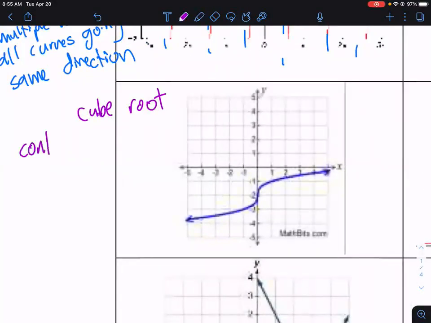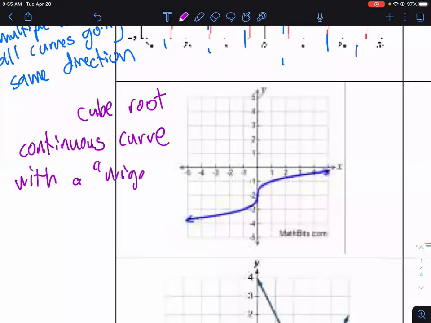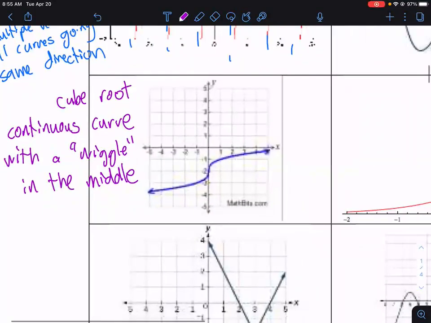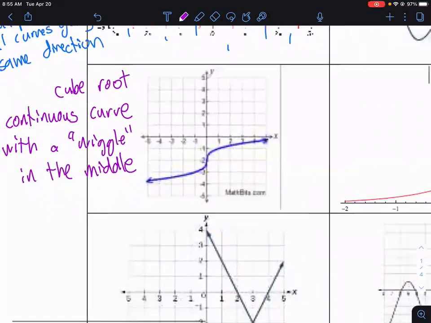Okay, so I'll say it's a continuous curve. And again, for lack of better vocabulary, right, so again, not really an academic term, but I think it's one that you'll understand.